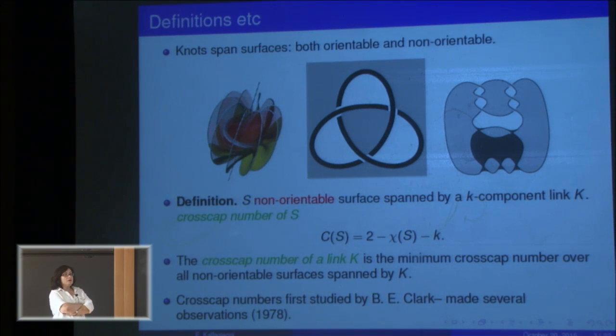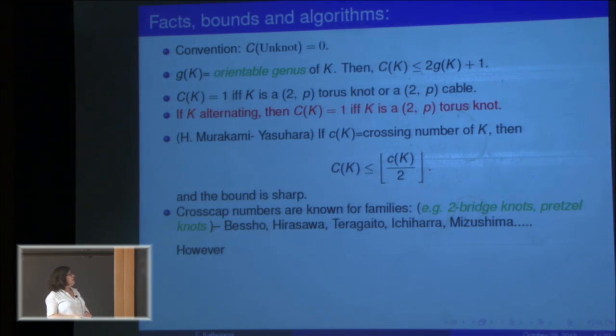And even though the orientable genus has been studied practically forever, so a lot is known about it, the non-orientable genus got introduced later. People paid attention to it much later. So in particular, Clark in 1978 made the first preliminary observations about this. All right? And so, okay, by convention, for the unknot, people take it to be 0.